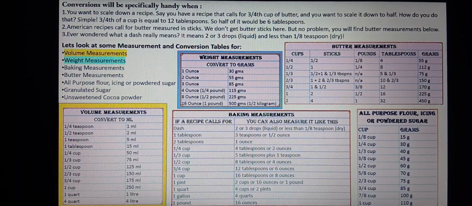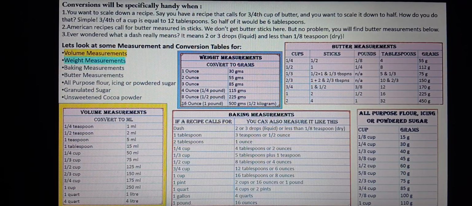What about converting to grams? 1 ounce being 30 grams. Just have a look at like 16 ounces is 500 grams, which is half a kilogram. And that's 1 pound. So if you know that, you can work out quite a lot of other smaller values by just dividing with the right amount.